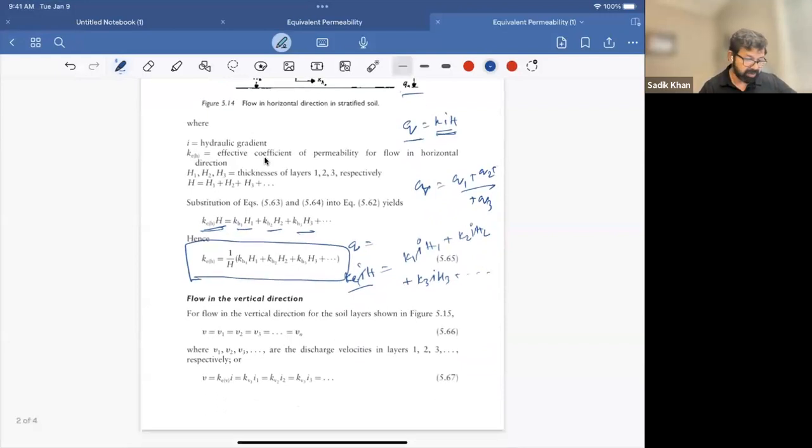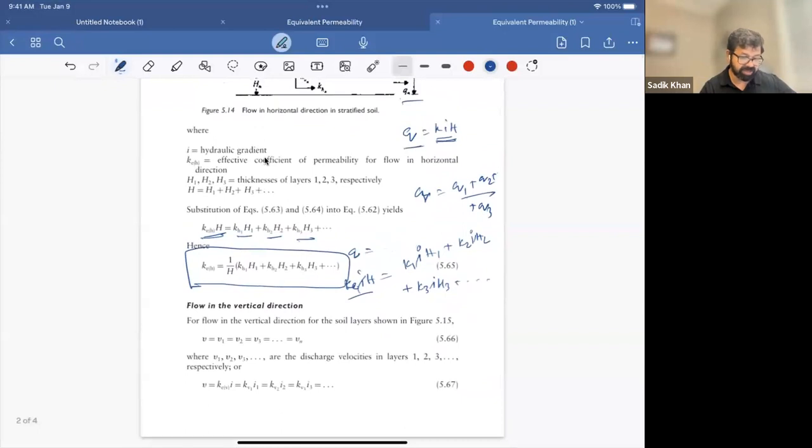Now we need to find out what happens in the vertical direction. In the vertical direction, what is constant? Flow is constant, right? Q is constant along the vertical direction. So if Q is constant, what else is also constant? Any idea? Q is the flow rate, and in the same area, the flow rate is constant.